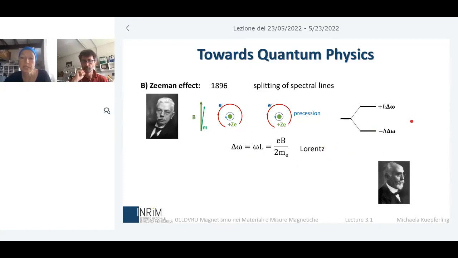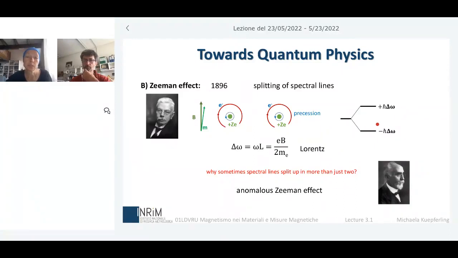But this is the normal Zeeman effect. So we have the splitting of a spectral line in a magnetic field in two lines. And this is still classical, let's say, but it was not clear at all, considering the anomalous Zeeman effect, how one spectral line could split up in more than just two lines. And this happens in the anomalous Zeeman effect. We will see later that this depends on the magnetic quantum number, which usually has not only two states.